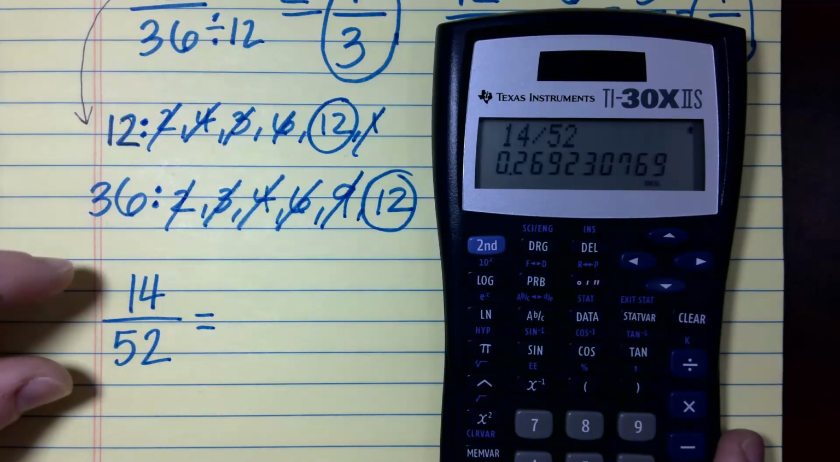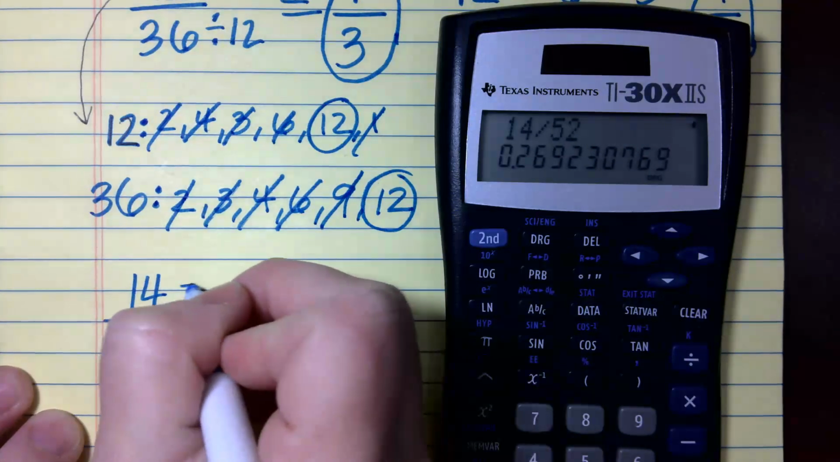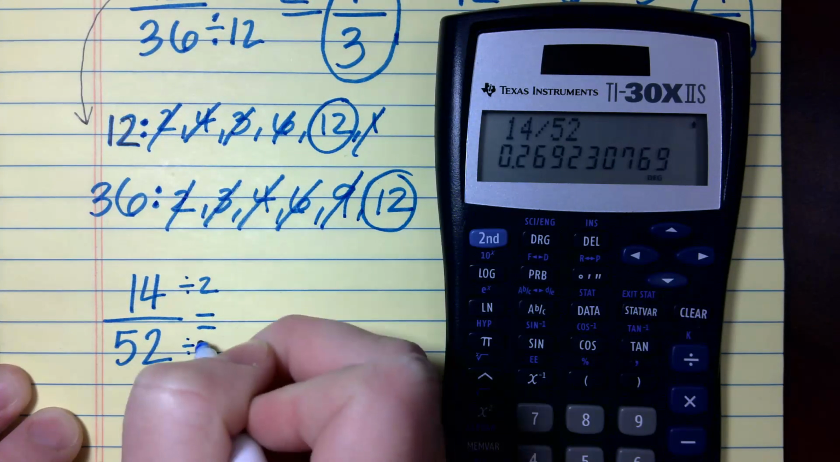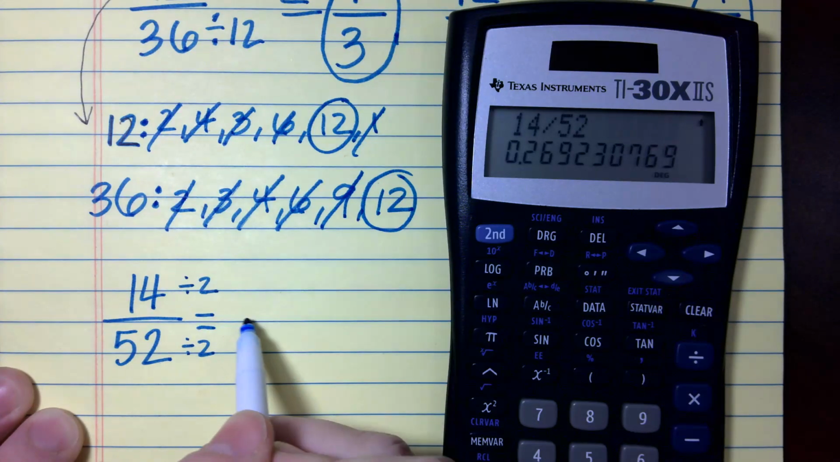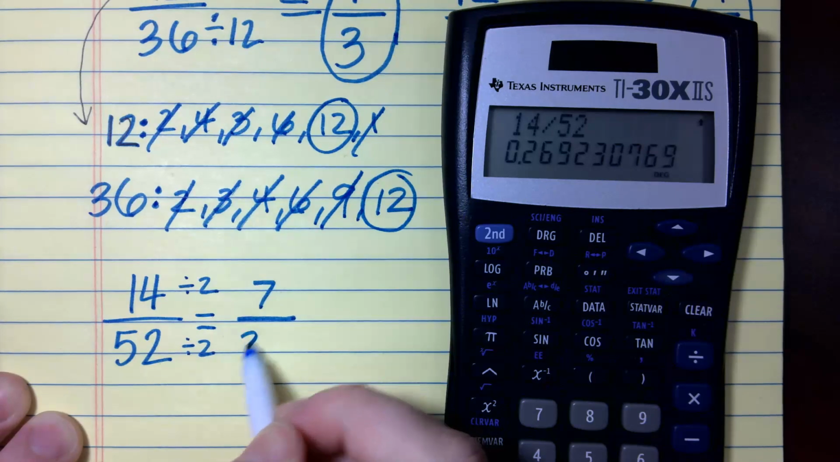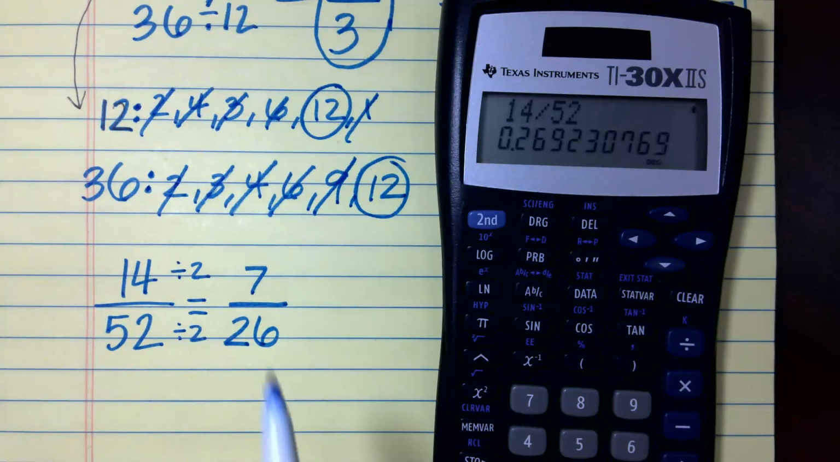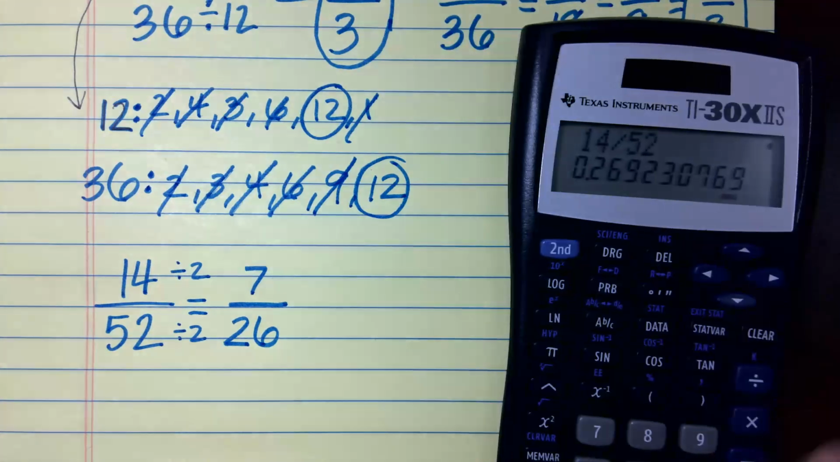Okay, what's a number that we know goes into both of these? 2. Let's try 2. Okay, so I'll divide by 2 on both of these. 14 divided by 2 is 7. 52 divided by 2 is 26. Okay, so I've got 7 over 26 now. So now we just want to make sure that this is the simplest form. So first of all, are these both even numbers? No, 7 is odd. So I can't divide by 2.